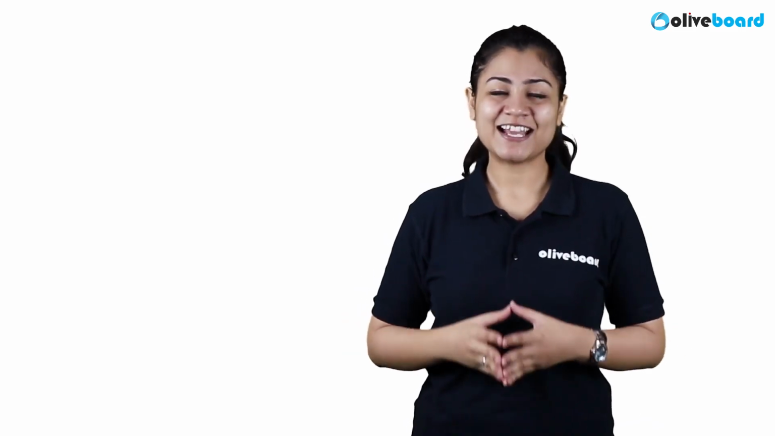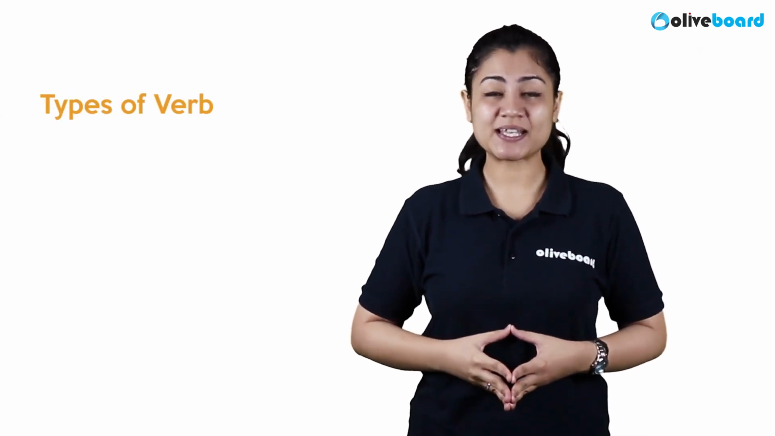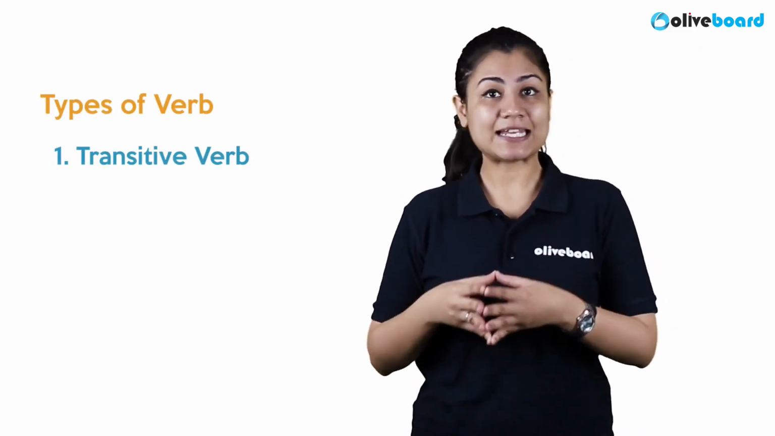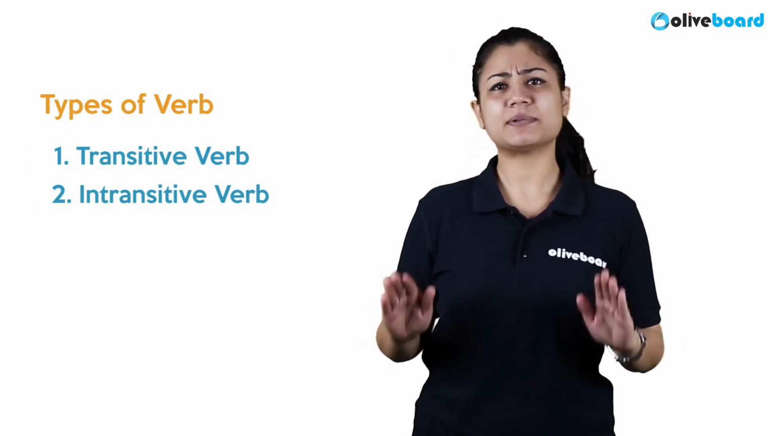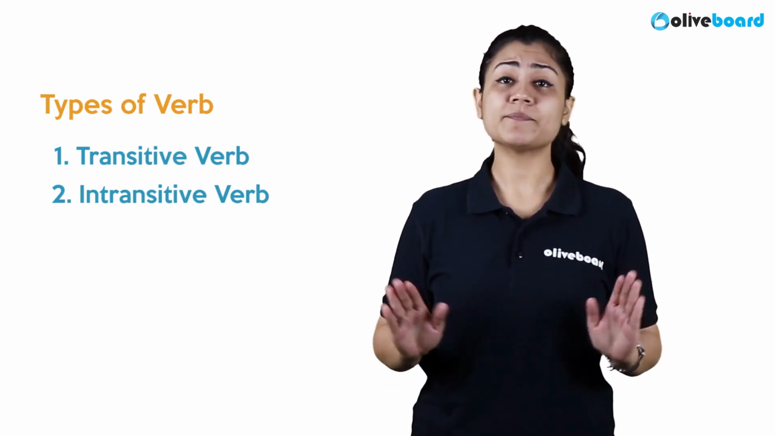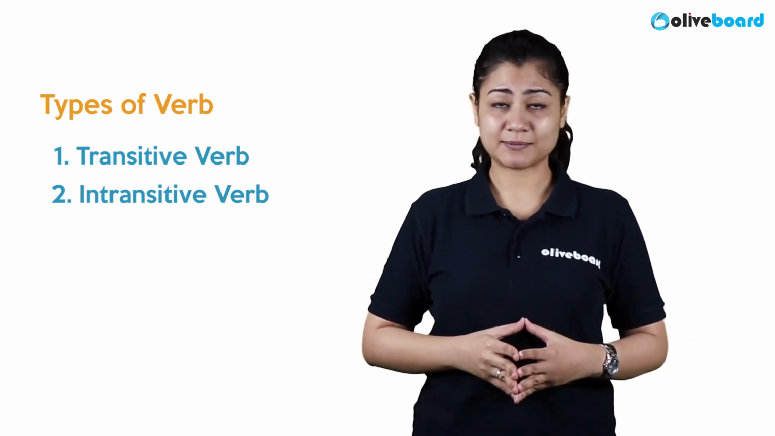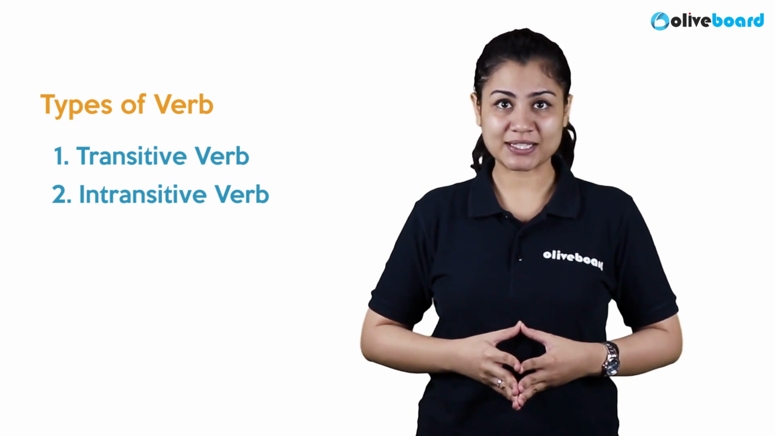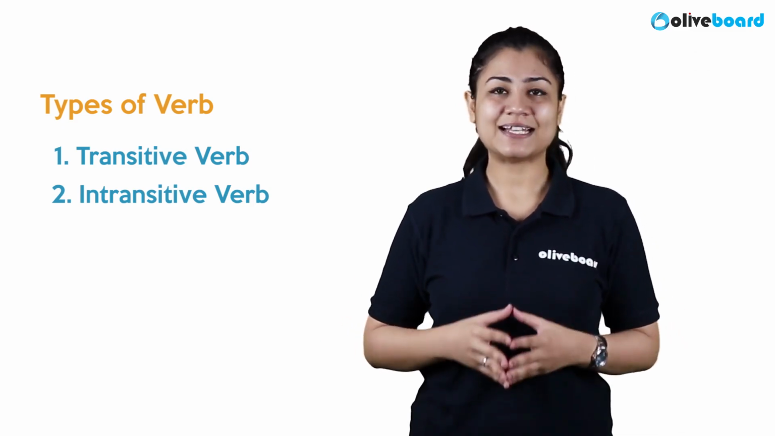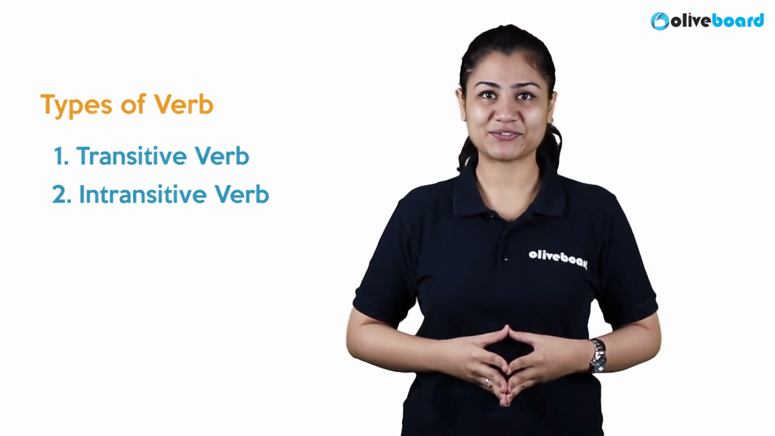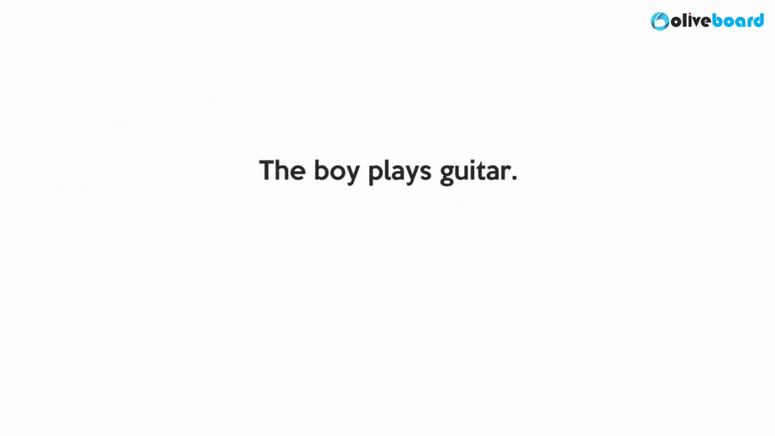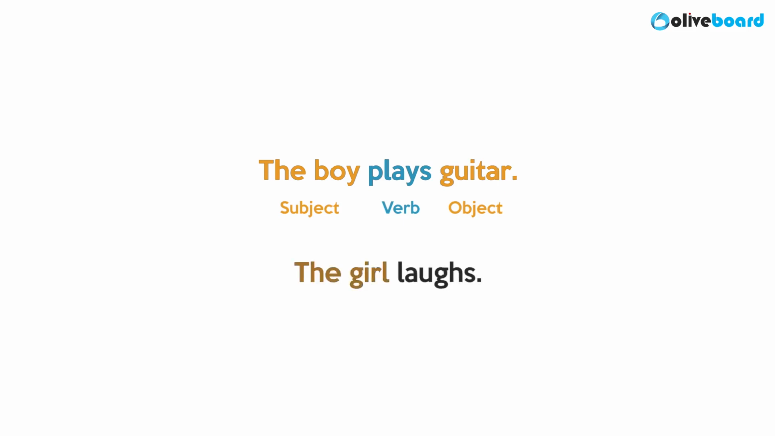Fairly simple, right? Let us move on to our first classification of verbs, which is regarding transitive verbs and intransitive verbs. In plain simple language, transitive verbs वो होते हैं in which we have an object present, whereas intransitive verbs are the ones जिसमें object missing होता है. Let us take an example to put this into perspective. The boy plays guitar. Here, the boy is the subject, plays is the verb, and guitar is the object. In another example, the girl laughs. Here, the girl is the subject and laughs is the verb.